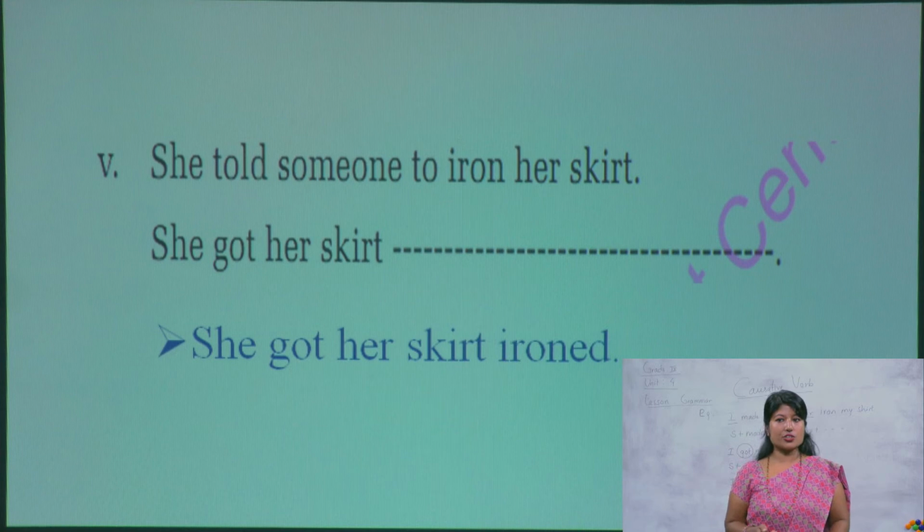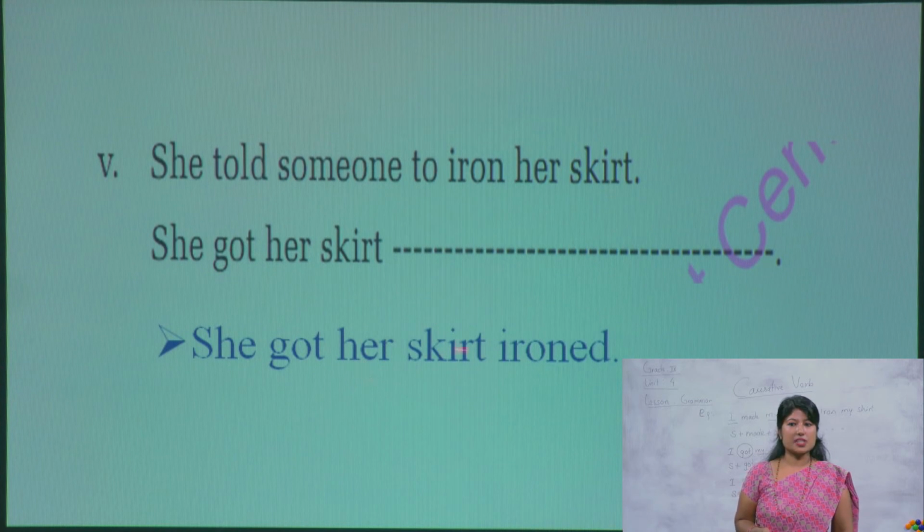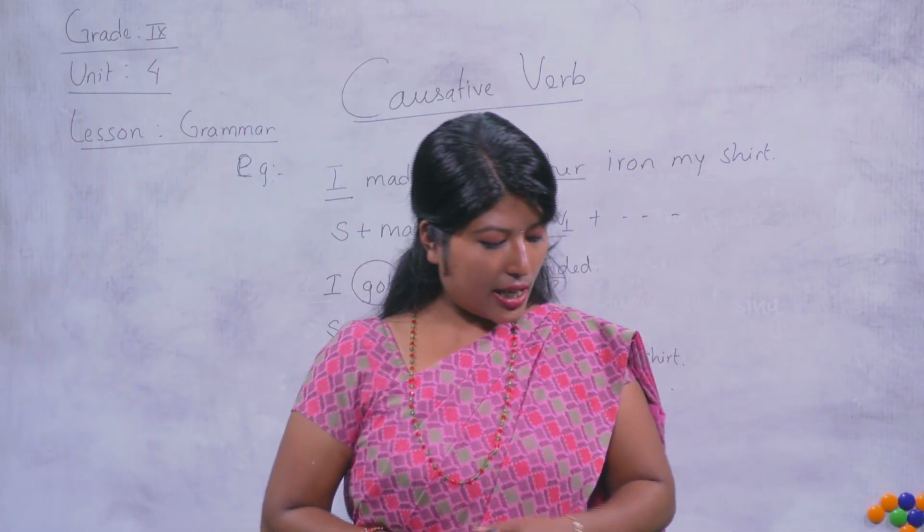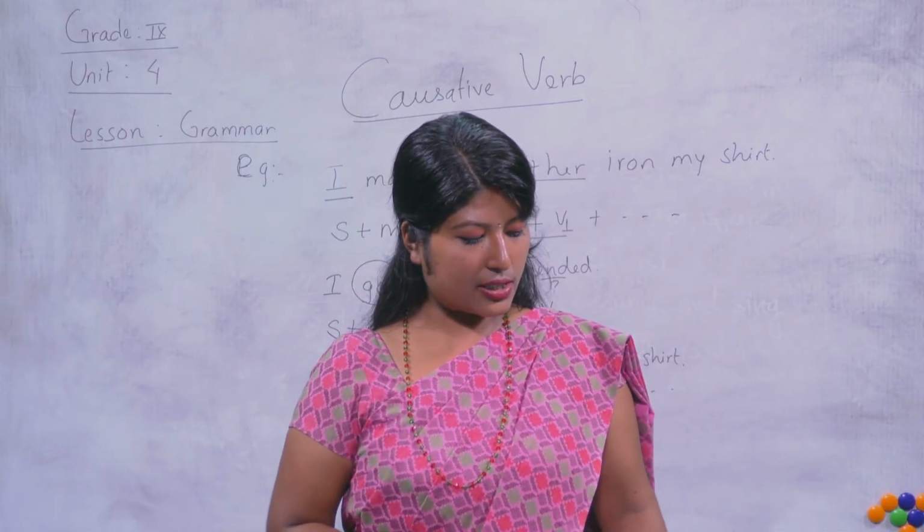She got her shirt ironed. Verb 3 is used with got plus object. So it is ironed. Okay, I hope you are clear about this. And we have another exercise.